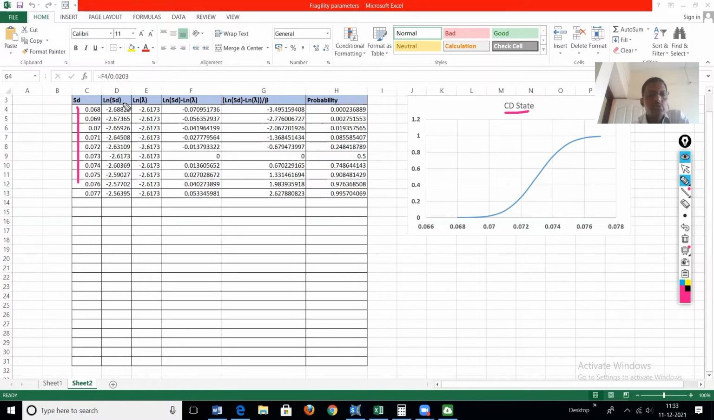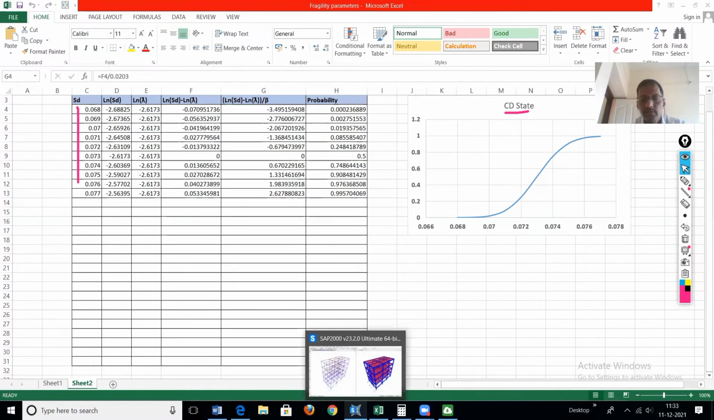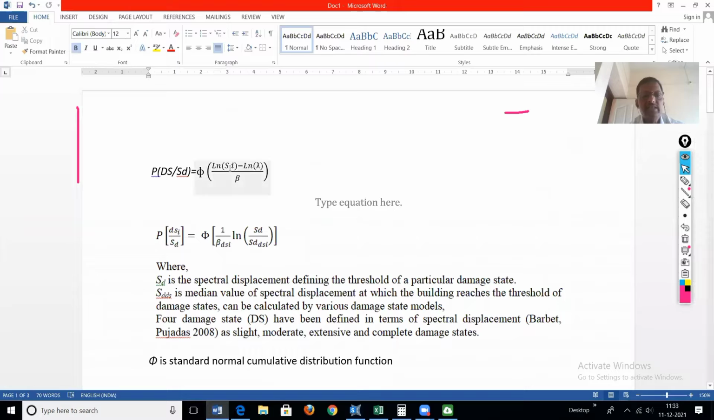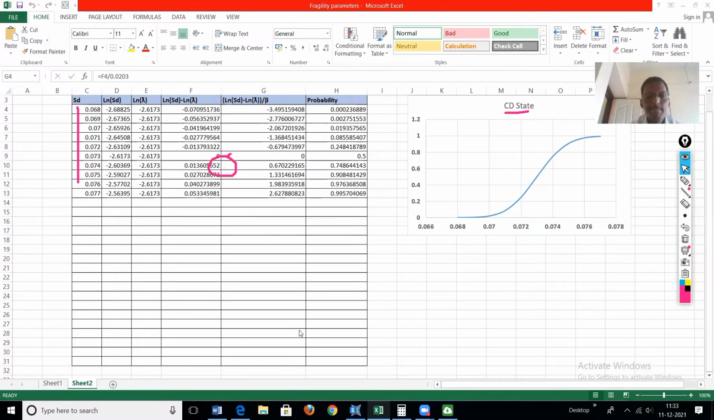Now these values are the ln of SD. So whatever ln of SD is, the second column is ln of SD. Then now the third column. Now the third is ln of lambda. Now we are plotting a fragility curve for CD damage states, right?